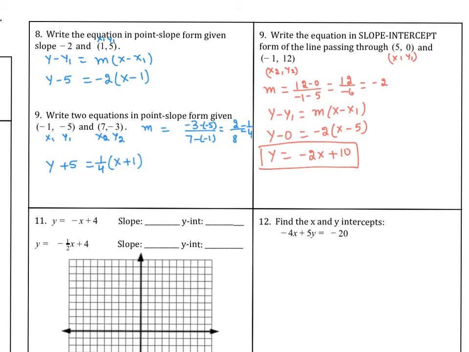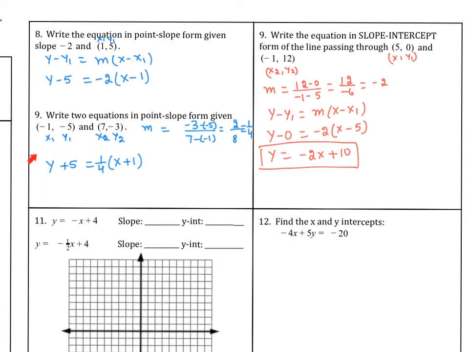Now I'm going to plug x1, y1 into the formula. So that's going to be y plus 5. Remember, we're going to use the opposite sign for x1, y1. So these are already negative, so for y1 we're going to use positive 5, for x1 we're going to use positive 1, and the slope we already found is 1 over 4.